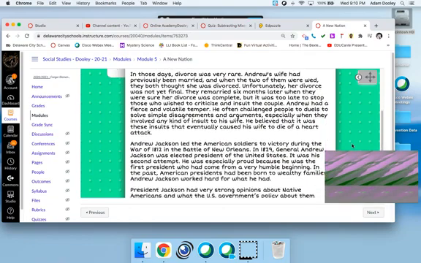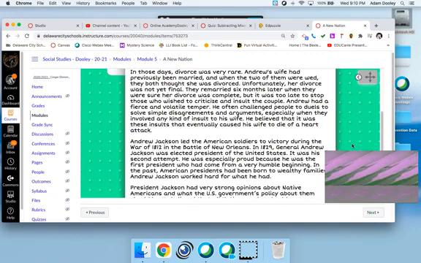Andrew's wife had been previously married, and when the two of them were wed, they both thought she was divorced. Unfortunately, her divorce was not yet final. They were married 6 months later when they were sure her divorce was complete. But it was too late to stop those who wished to criticize and insult the couple.